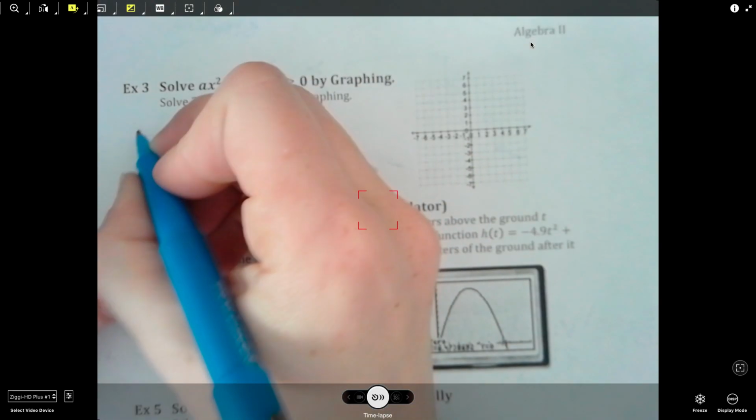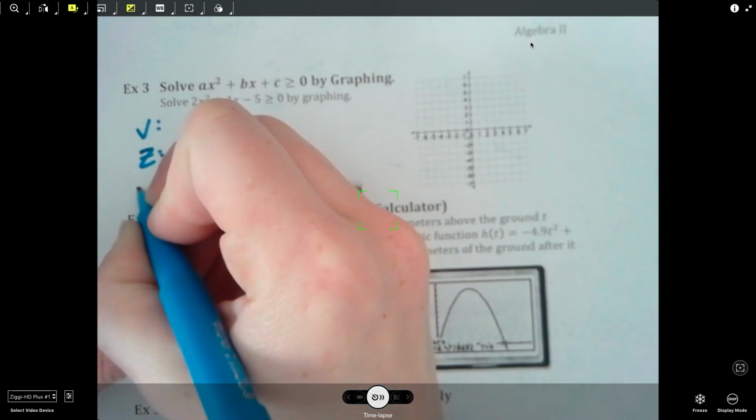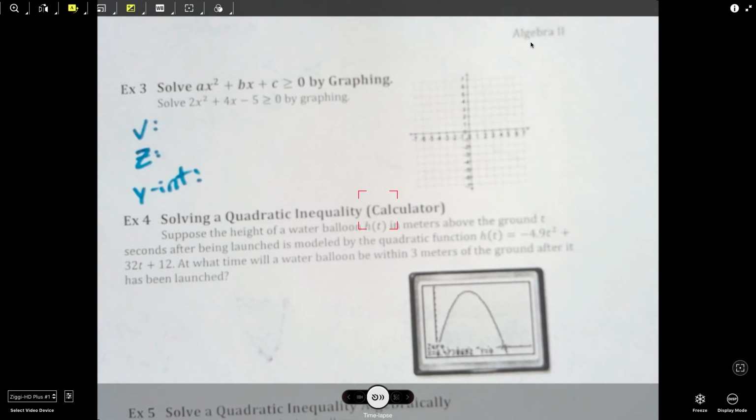Vertex. Zeros. And y-intercepts. Okay. I didn't even use the y-intercept on the last one because I was able to figure out what it looked like with my zeros, right? This one, which one is going to be weird or not so much fun to find? Oh, the zeros. Why? He's not a simple trinomial, right?